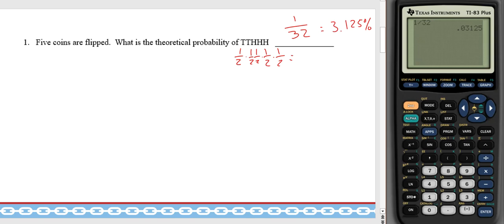I'm not going to work through all of those percentages on this review, but I just wanted to show you we divide that fraction, multiply it by 100.